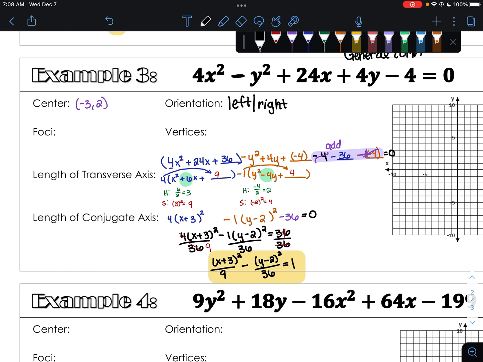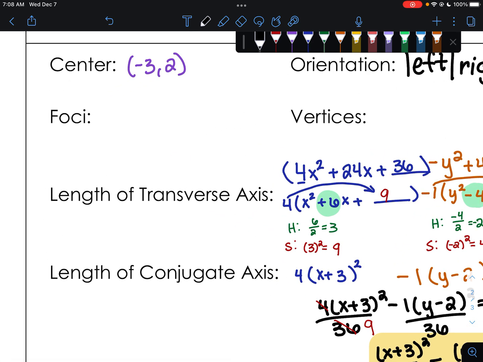Okay, the foci, when you solve c squared equals a squared plus b squared, you should have got the square root of 45. The square root of 45 breaks down to the square root of 9 times 5, which is how we get it to be 3 rad 5. The square root of 9 is 3. The square root of 5 is not perfect, so it stays the same.